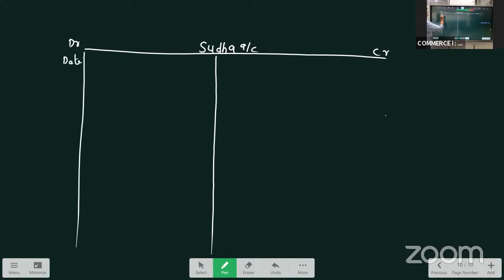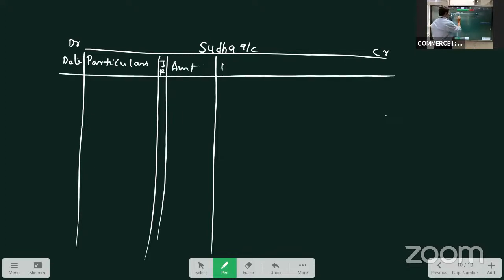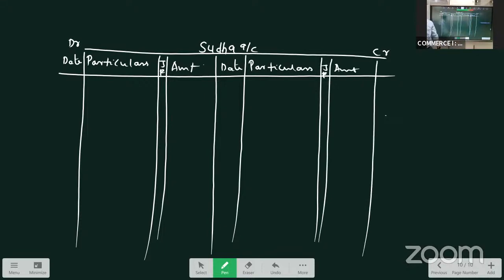Date, particulars, JF, amount. The same on the credit side. Date, particulars, JF, amount. Okay. So be ready. Preparing Sudha account.